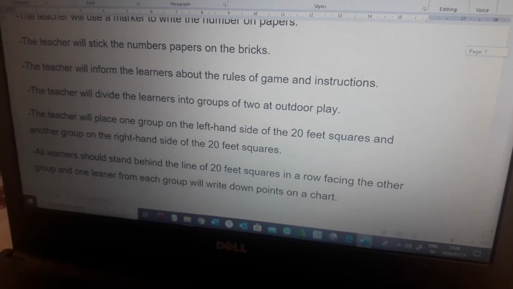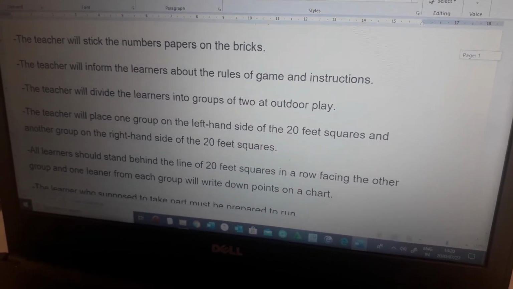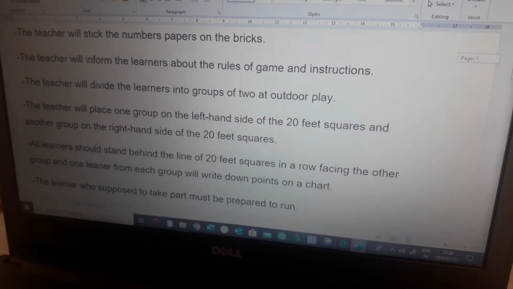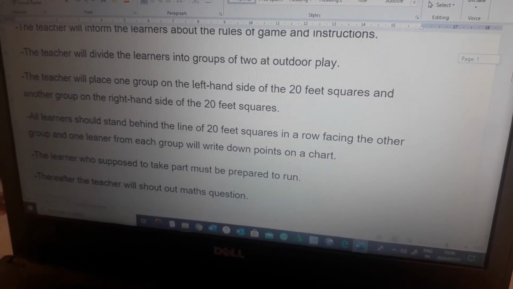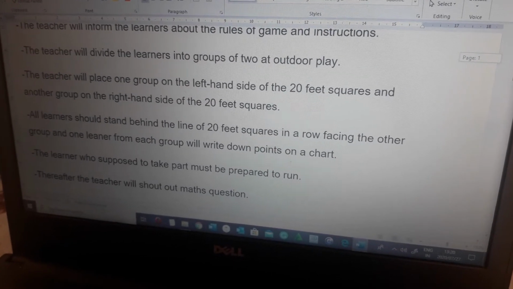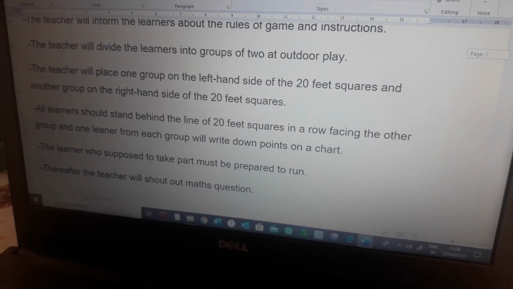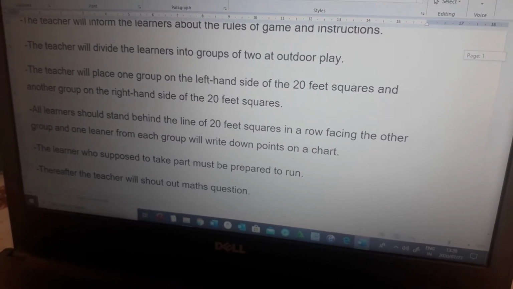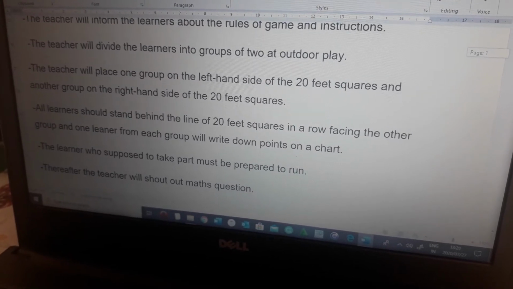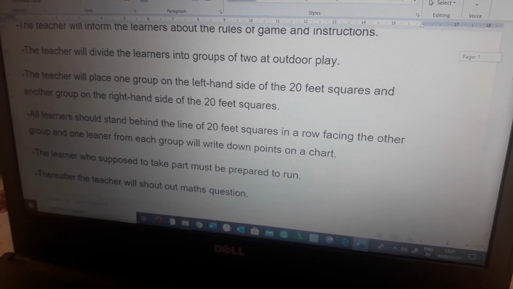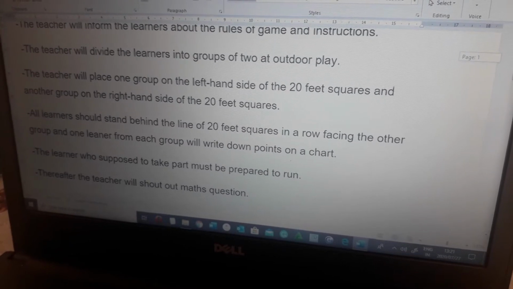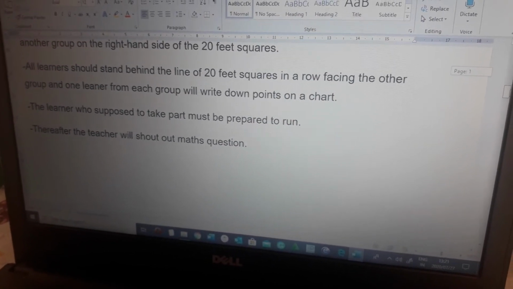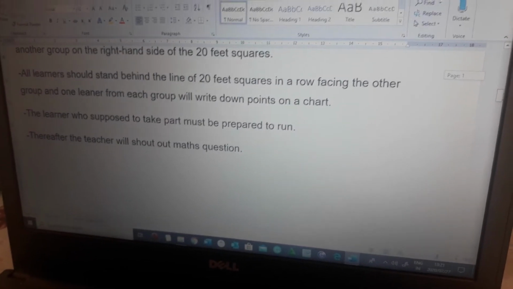The teacher will divide the learners into groups of 2 at outdoor play. The teacher will place one group on the left-hand side of the 20 feet squares and the other group on the right-hand side of the 20 feet squares. All learners should stand behind the line of 20 feet square in a row facing the other group, and one learner from each group will write down points on a chart. The learner who's supposed to take part must be prepared to run.